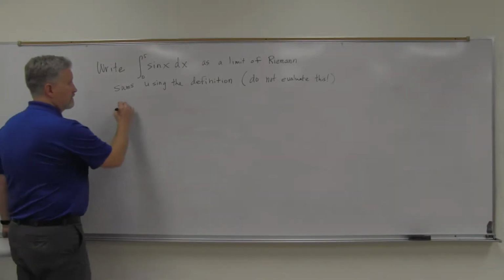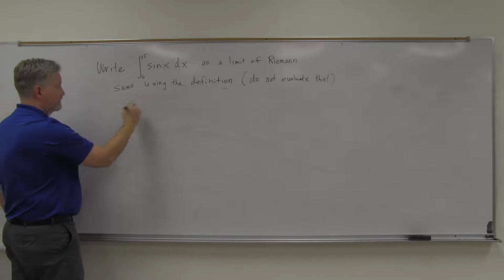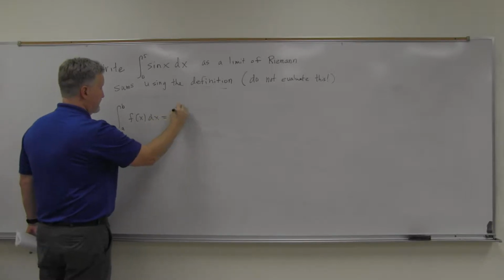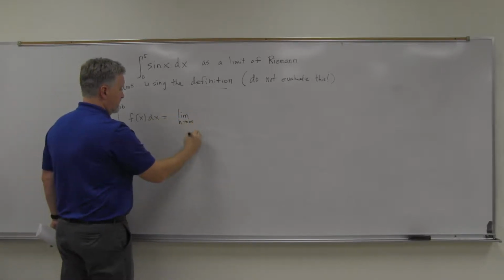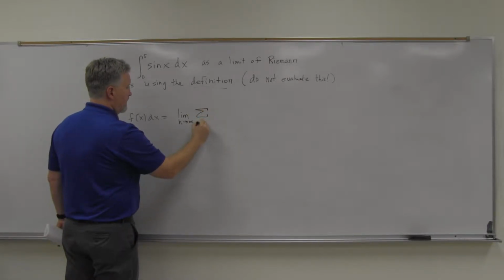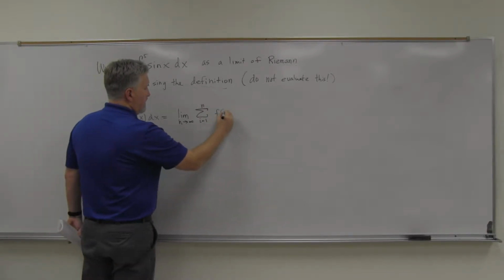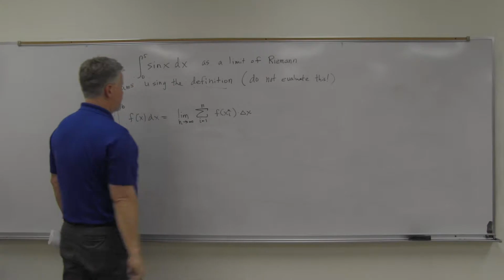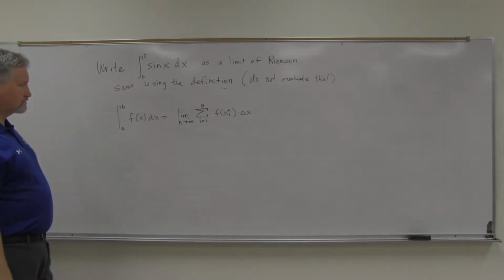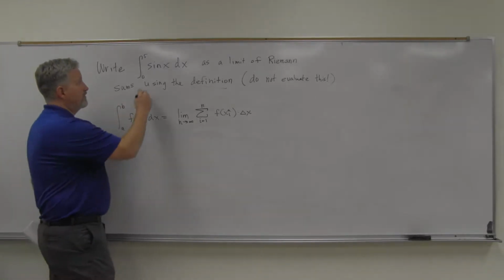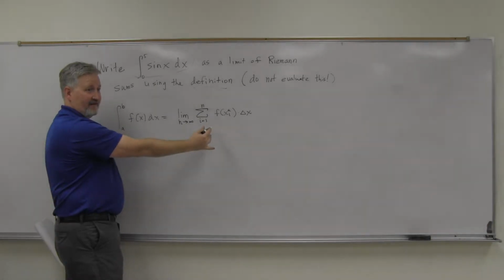All right, so our definition of the definite integral from a to b of f of x dx equals the limit as n goes to infinity of the summation i equals 1 to n of f of x sub i star times delta x, where delta x is b minus a over n. So what I want to do is take this and write it like that. That's the idea.